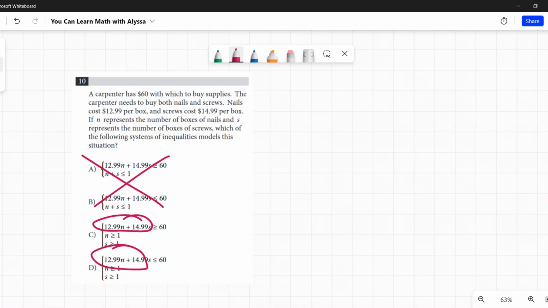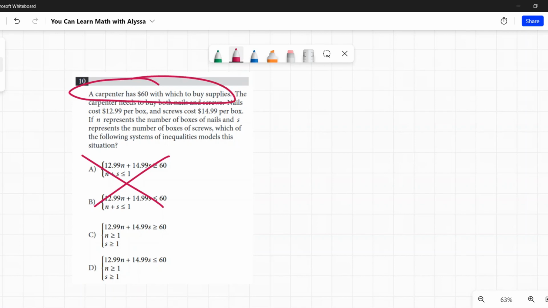He's spending $12.99 for every box of nails and $14.99 for every box of screws. And when he adds that up, is it greater than or equal to 60, or is it less than or equal to 60? Well, what is 60? It says up here he has $60 with which to buy supplies.